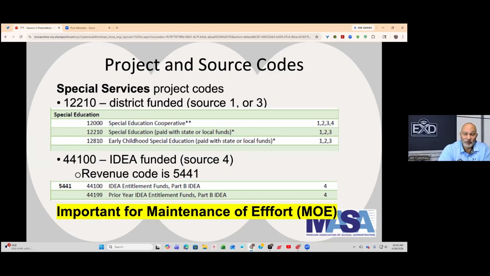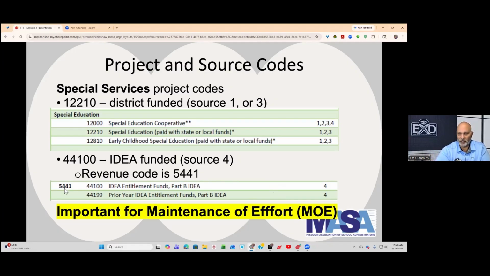The code for the IDEA placement is 44100, and the revenue code for that is 5441. This is important for maintenance of effort. If you've had to deal with maintenance of effort issues, in other words, that you're continuing to use your own source of money to support this program, this split becomes very important.